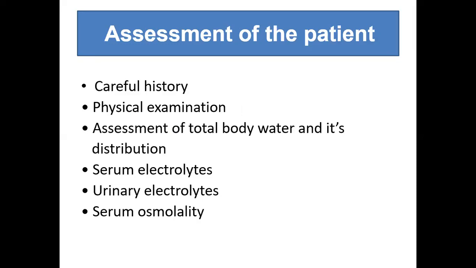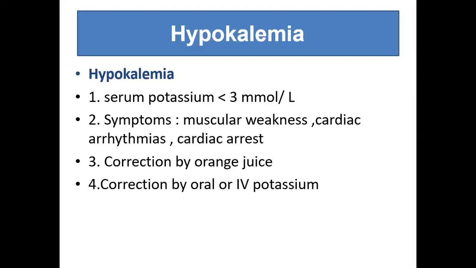Now, how to assess the patient? One should take careful history along with physical examination, and then serum electrolytes, urinary electrolytes, and serum osmolarity. Now we will discuss hypokalemia. Okay, if someone has a serum potassium of less than 3 millimoles per liter, we will label it as hypokalemia. Okay, what will be the symptoms? The patient might experience muscular weakness, cardiac arrhythmias, and cardiac arrest.